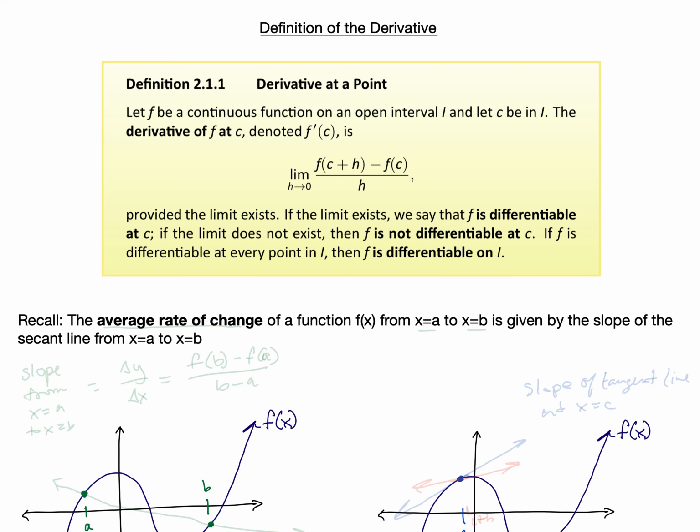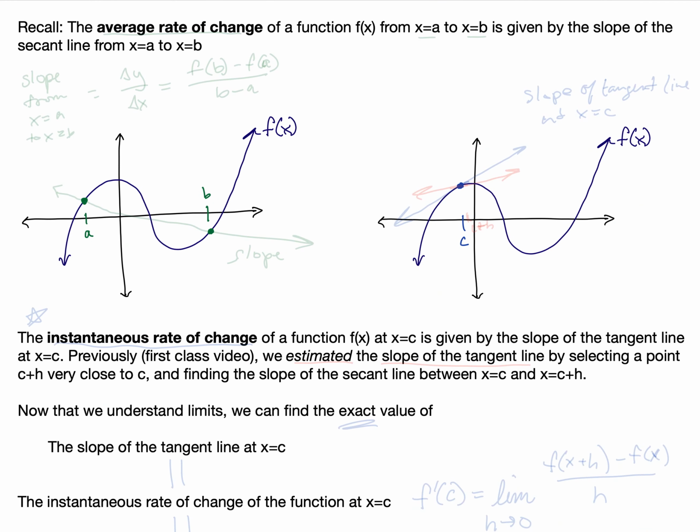Recall that in the very first video of this course, we talked about the average rate of change of a function and the instantaneous rate of change of a function. And we said that the average rate of change of a function from x equals a to x equals b is given by the slope of the secant line between those 2 points. So here's my function, and I'm drawing a straight line, hopefully, between those 2 points a and b. And the slope of this line is equal to the average rate of change over that interval.